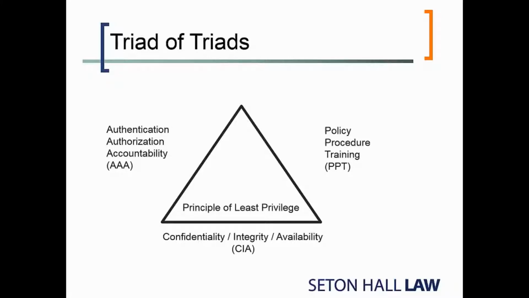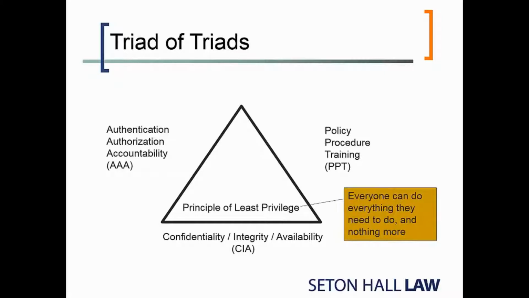Built upon that foundation are these other two triads: the AAA Triad of authentication, authorization, and accountability, and policy, procedure, and training. Now notice there's something at the very center of this pyramid structure, this triad of triads, which is the principle of least privilege. You can think of it as the fundamental principle that guides all three triads. And that fundamental principle is the notion that everyone can do everything they need to do and nothing more. Everyone can do everything they need to do and nothing more.